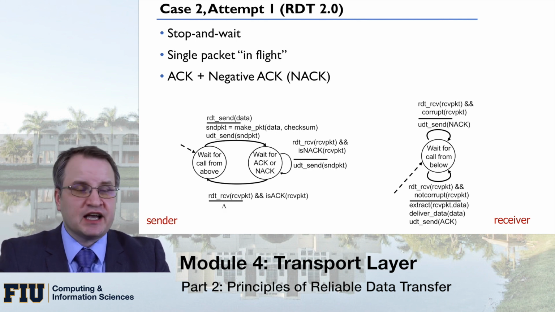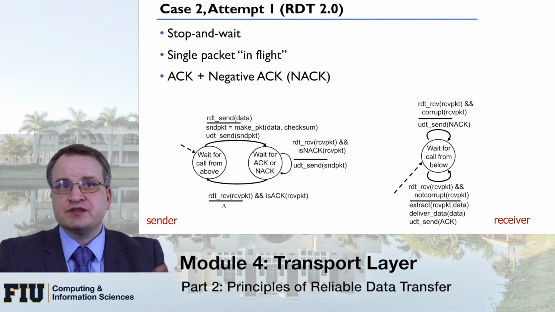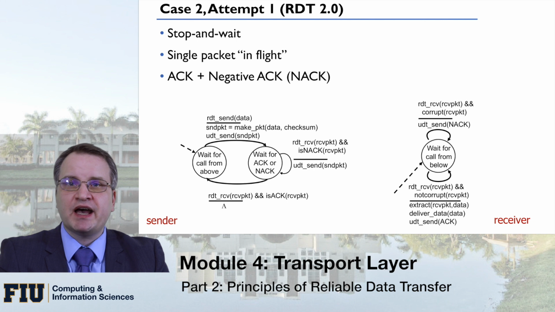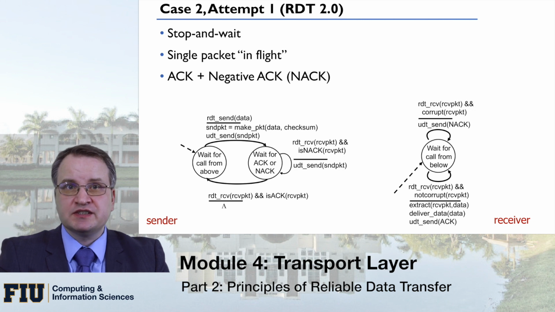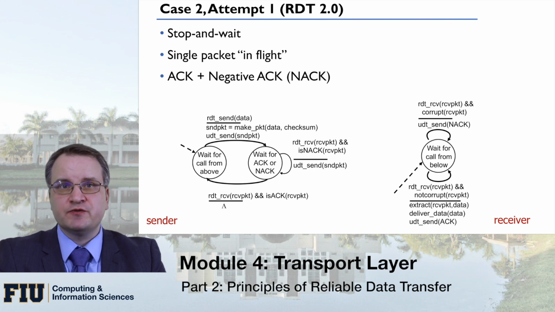To highlight what exactly happened in this picture, the starting state is "wait for call from above." Effectively, it waits for the event rdt_send, which means the application sends the packet that it wants to be delivered to the receiver. Now things start to happen. The application creates the packet, adds whatever additional checksum, and sends this packet, and moves to the so-called "wait for acknowledgement or negative acknowledgement" state.